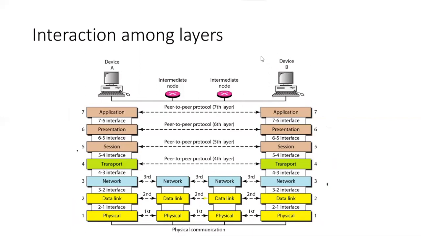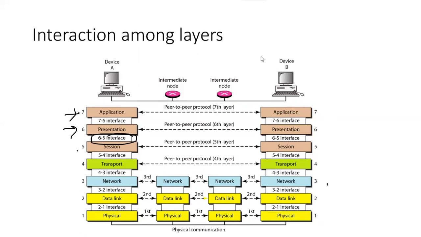Okay, so here I have the application layer and presentation layer, and then the 7/6 interface. What does it mean? It means that this is the interface between the application layer and the presentation layer. Similarly, here we have the 6/5 interface. This is the interface between the presentation layer and the session layer, and so on.